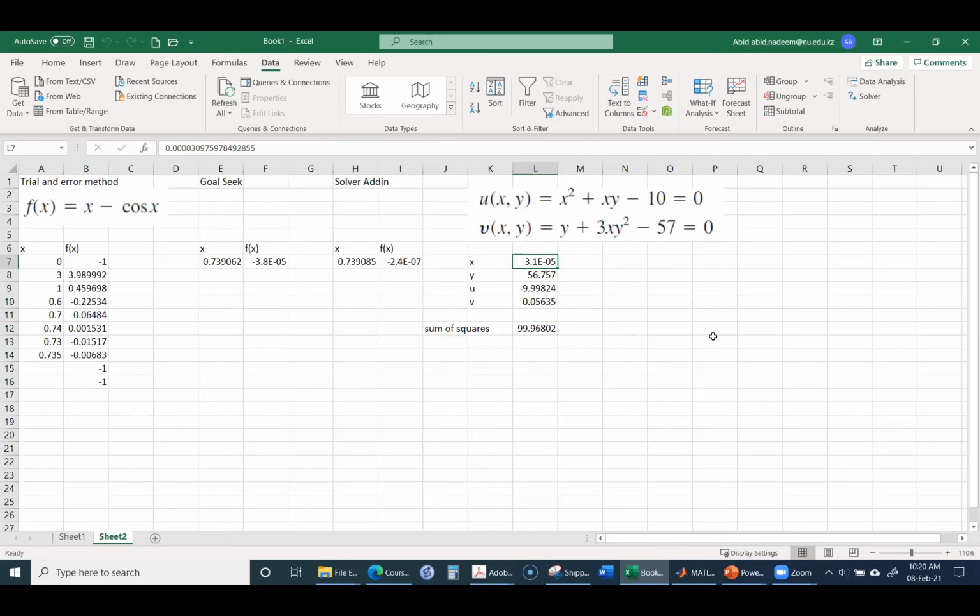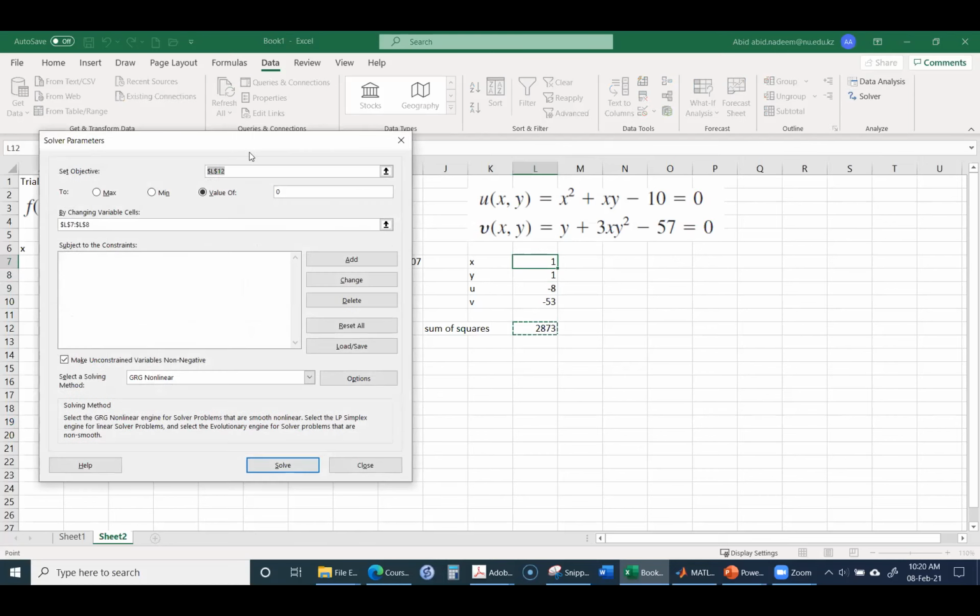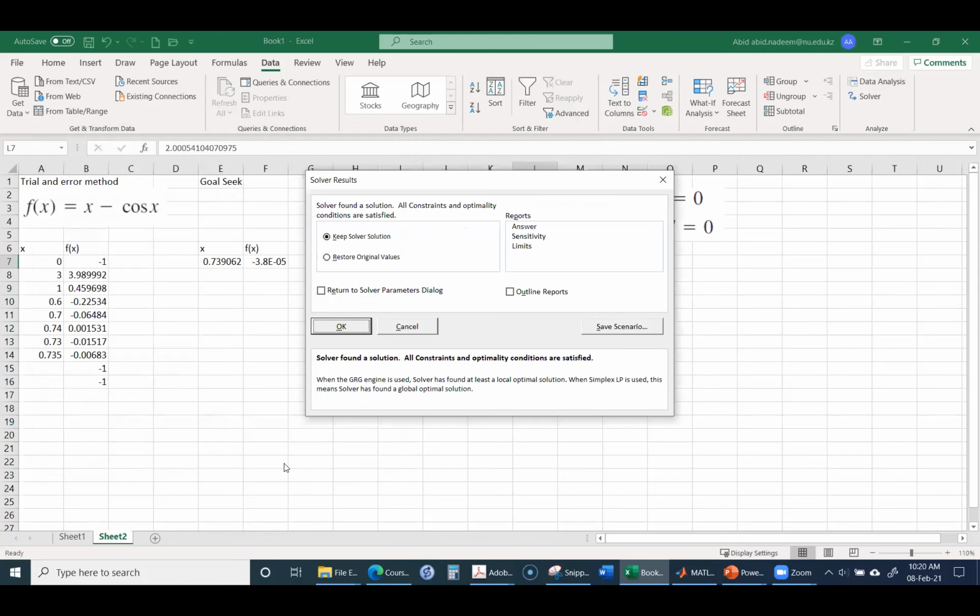The reason may be that our initial guesses are not correct. So maybe instead of 0, 0, I can put guesses of 1 and 1. Then see what happens. Now I apply the Solver add-in. Okay. So the values are the same, and then I click Solve.